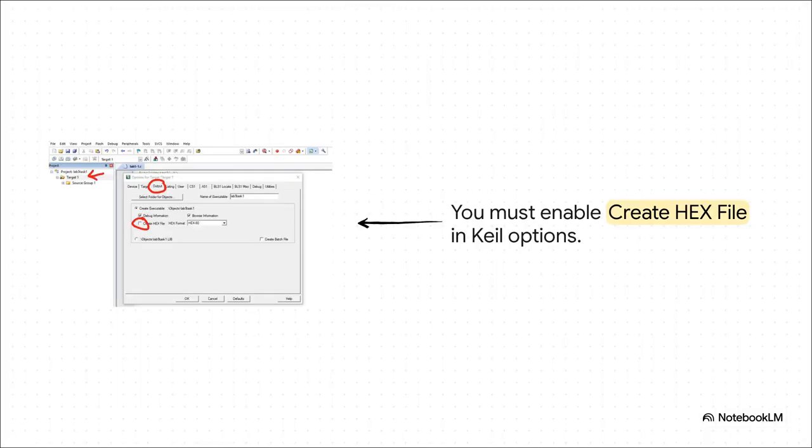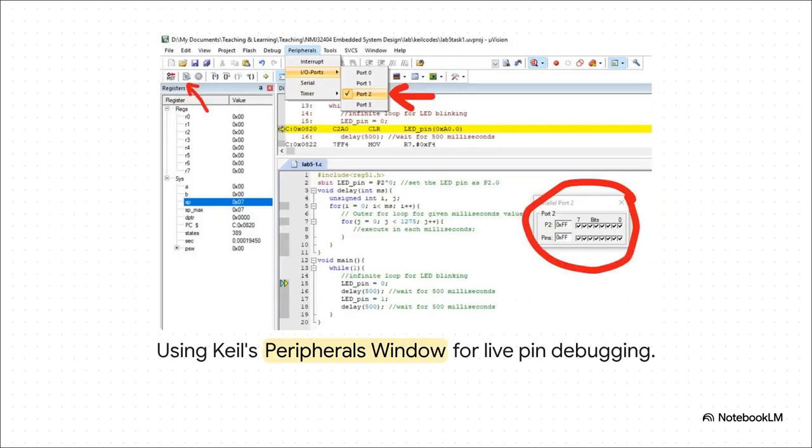Quick pro tip though, and do not skip this. You absolutely must ensure Create Hex File is checked in your Keil output options. Why? Because Proteus does not understand assembly or C. Those raw hexadecimals in the Hex-80 format are the literal, physical instructions that Proteus needs to simulate the actual silicon.